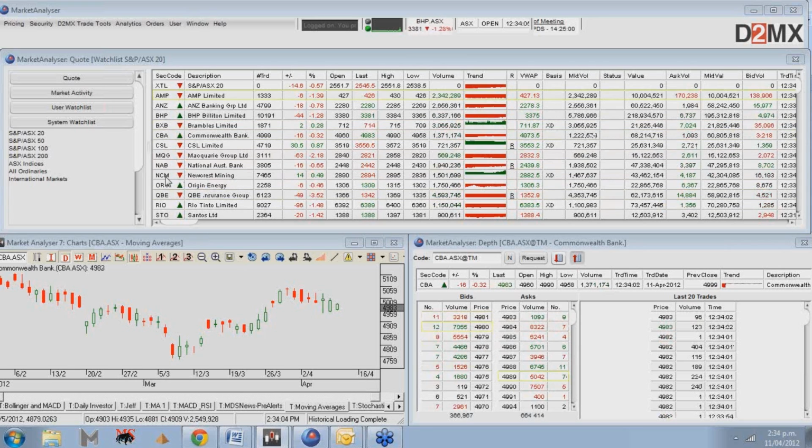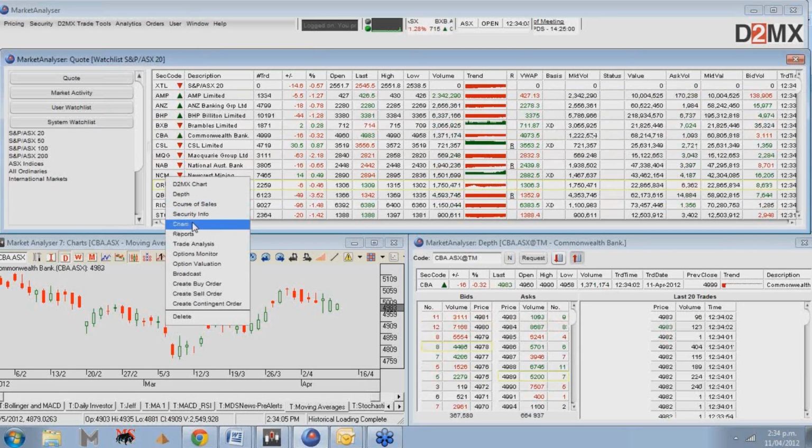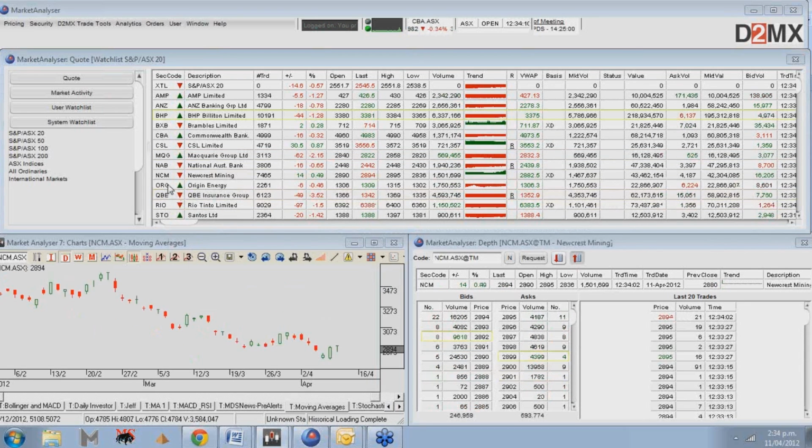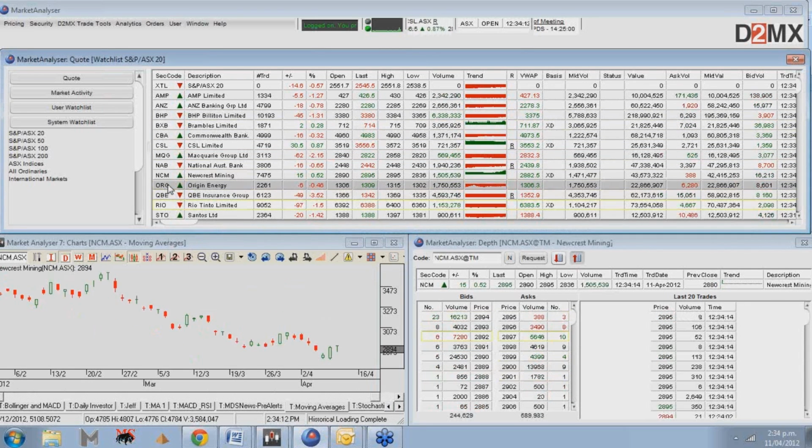So instead of having to right-click broadcast to see the information, we're going to change it so that you just have to left click on the share and then push the key on the keyboard, and that will broadcast the code throughout the platform and all the windows that you have open.